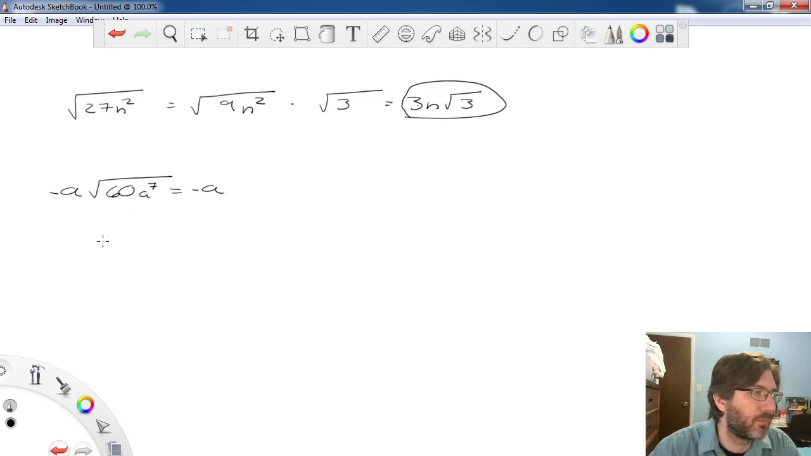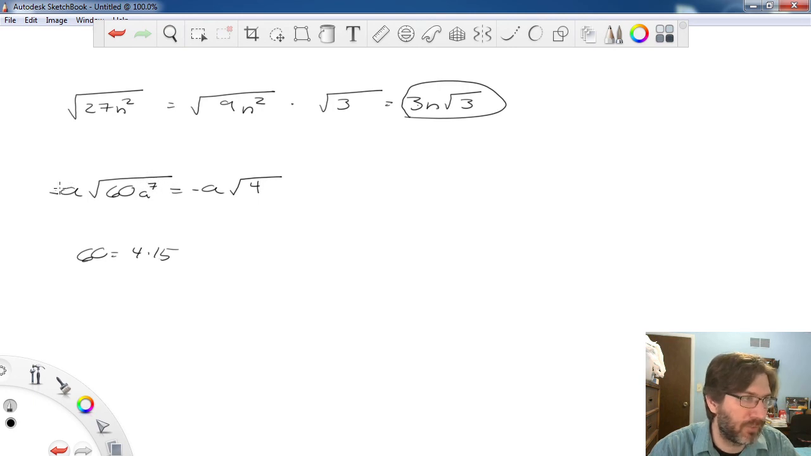So I know 60 equals 4 times 15. And I know 4 is a perfect square. There might be a higher one, but this is the one I'm finding right now. So we're going to go with the square root of 4. And then, because this is an odd exponent, we're going to take all the a's but one of them. So we're going to take a to the 6th. And then we're going to multiply that by the square root of 15, which I don't know.